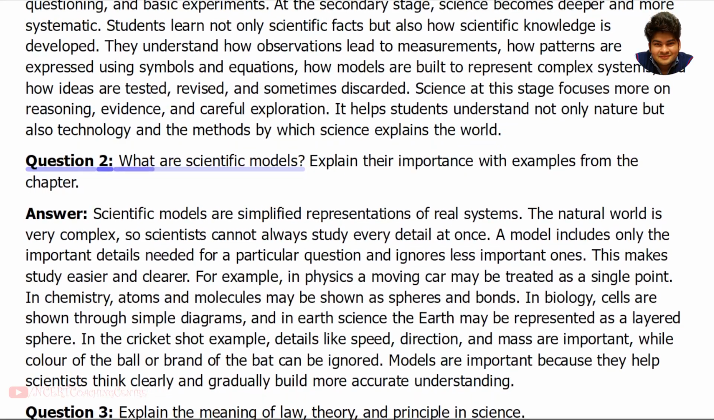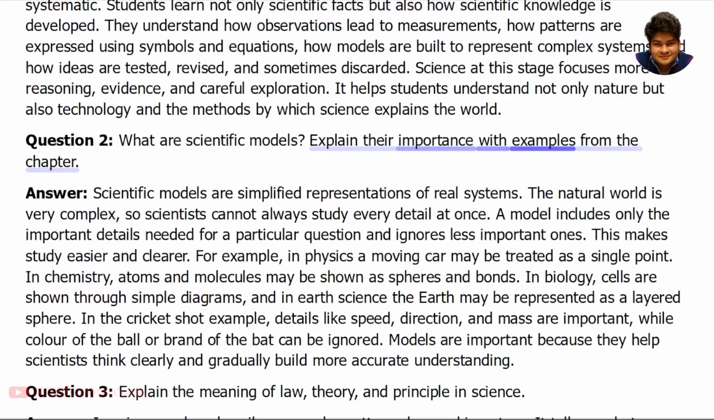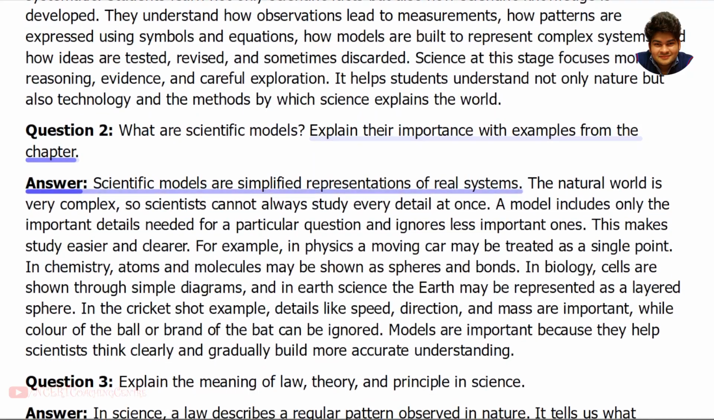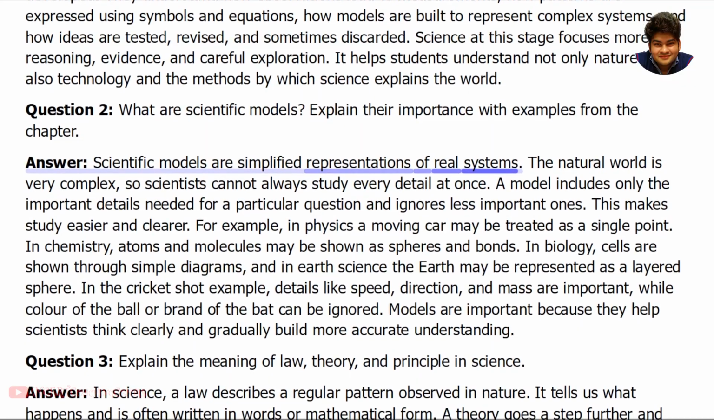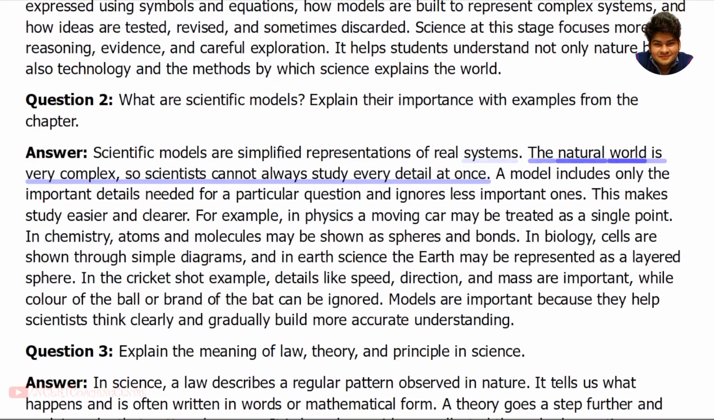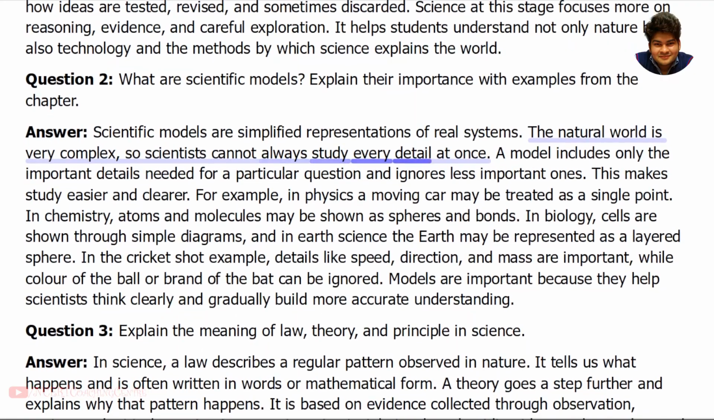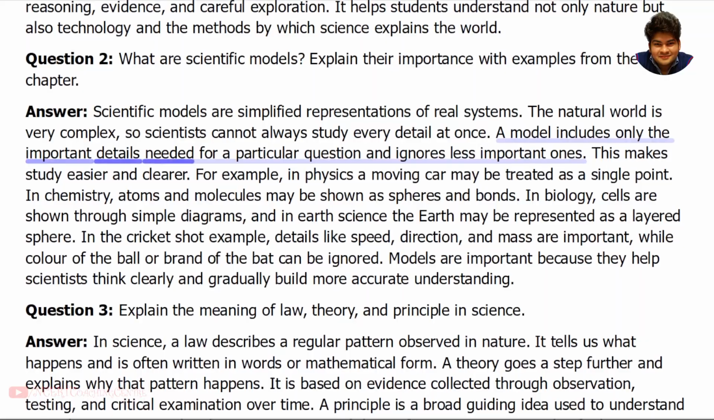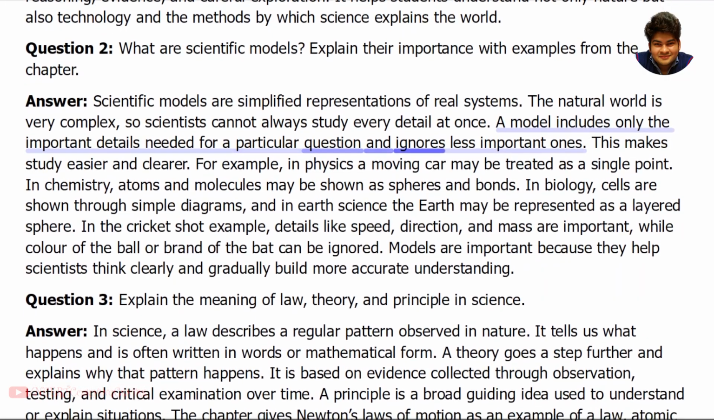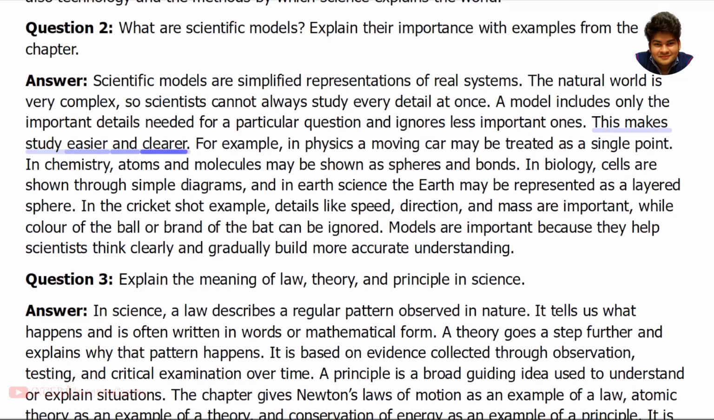Question 2. What are scientific models? Explain their importance with examples from the chapter. Answer: scientific models are simplified representations of real systems. The natural world is very complex, so scientists cannot always study every detail at once. A model includes only the important details needed for a particular question and ignores less important ones. This makes study easier and clearer.